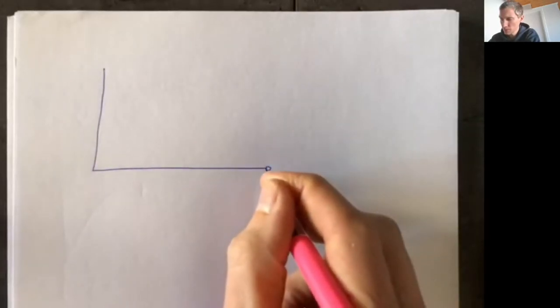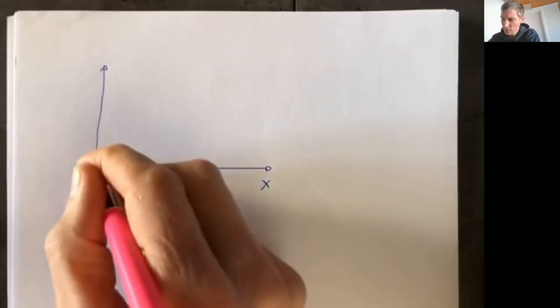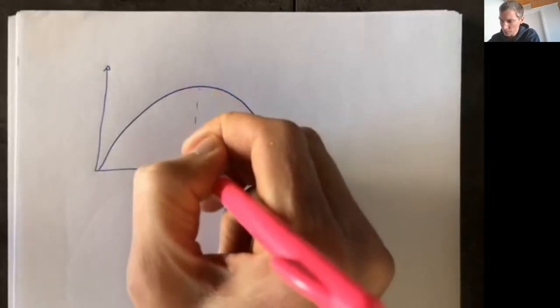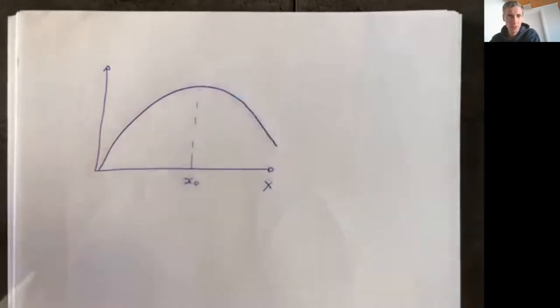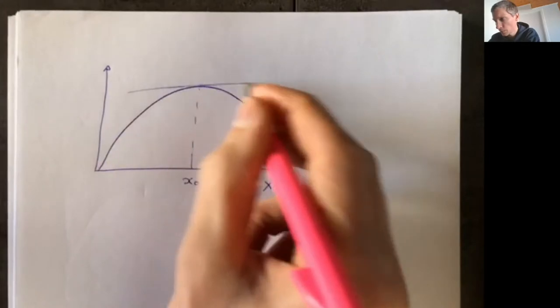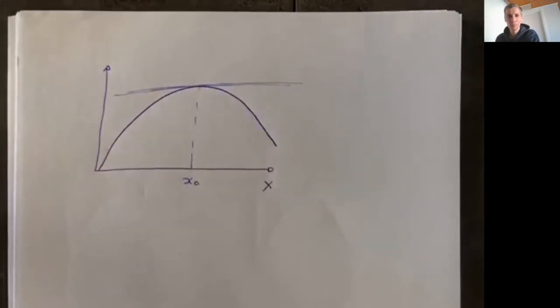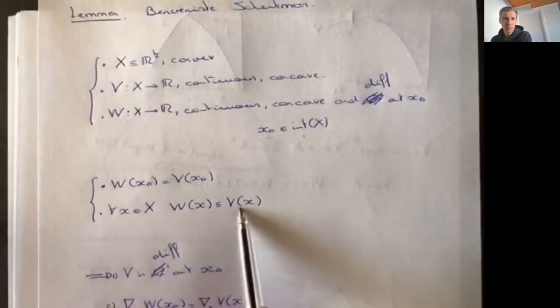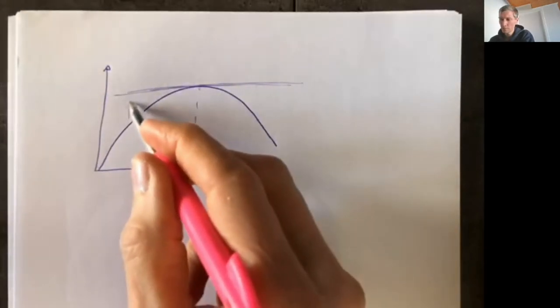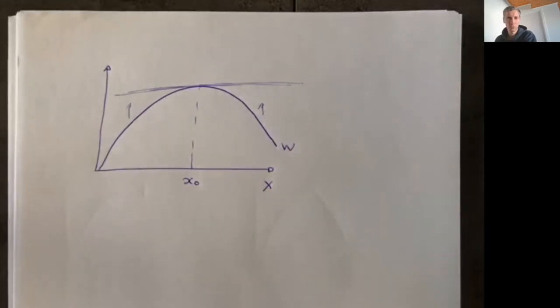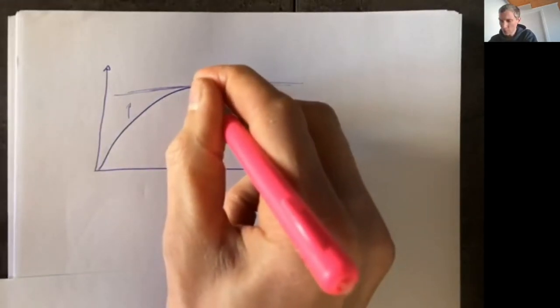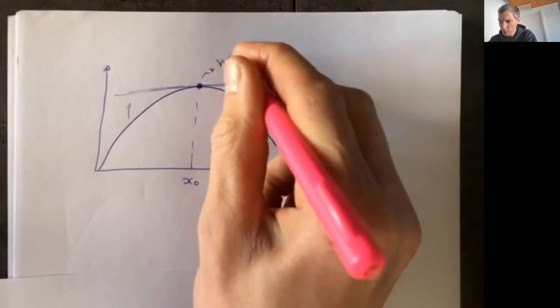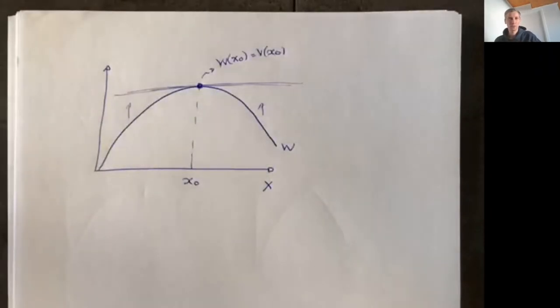In order to understand it, it's probably easier to draw a picture. So let this be x. Then I have a W at x0. There's a unique derivative, so there's a unique hyperplane here. Now I am required to draw a function V which is greater or equal to W, so it should lie above this function W. It should go through this point, because this is W(x0), which is equal to V(x0). This is the second condition, and it's concave, right?